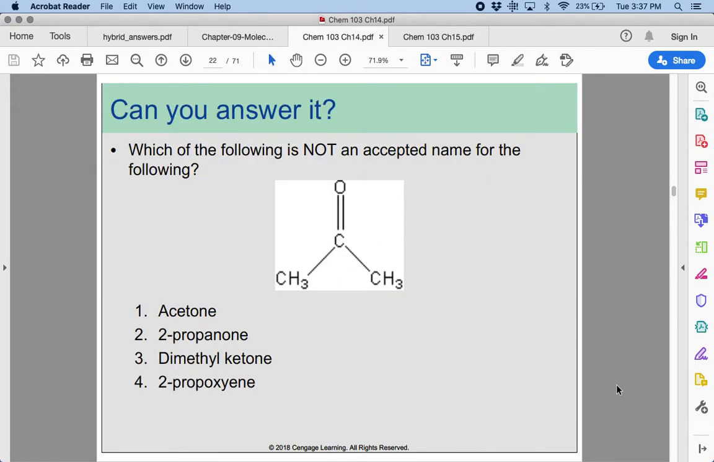2-methylcyclohexanone, which the following is not an accepted name for this compound. And so this would be the propene, because we have no alkene group here. There's a double bond, but that double bond is part of the carbonyl. It's not part of the carbon chain, which would make it an alkene.